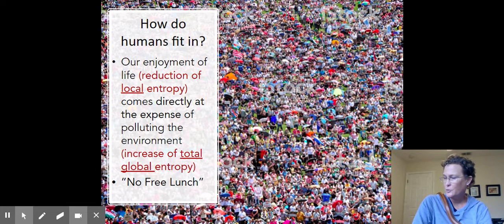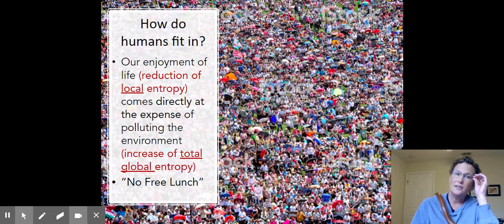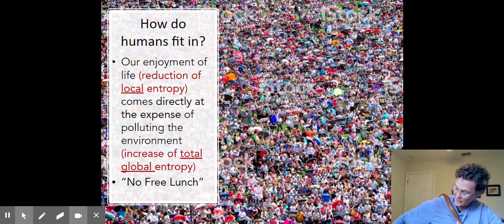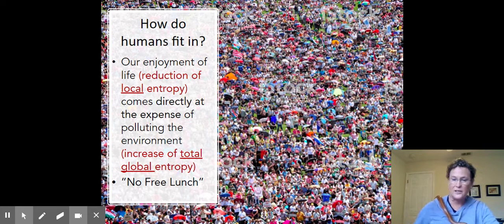So how do humans fit into this? Our enjoyment of life is a reduction of local entropy. That's how you want to talk about it. And it comes at the expense of polluting the environment because we're increasing the total global entropy. So no matter what, whenever things are changing, there's really no free lunch. We have to be expending energy.